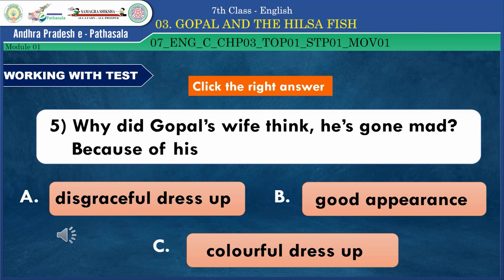Question number 5. Why did Gopal's wife think he had gone mad? Because of his option A, disgraceful dress up, option B, good appearance, option C, colorful dress up. Click the right answer. If you are wrong, try again. Great job. Go to the next question.